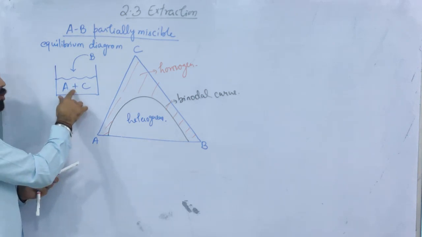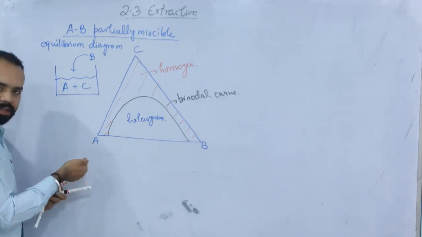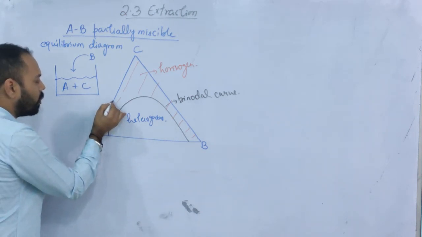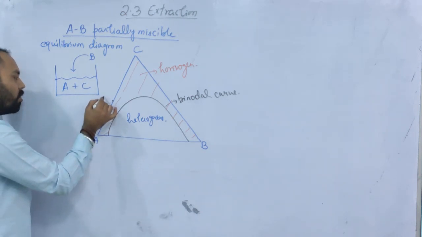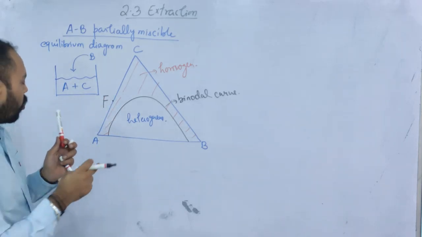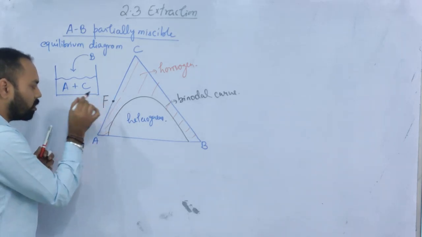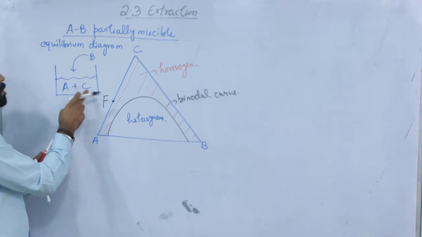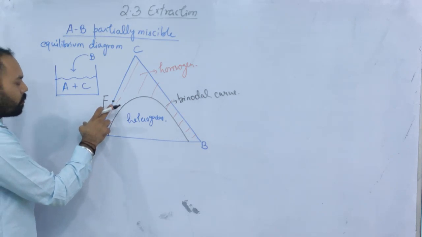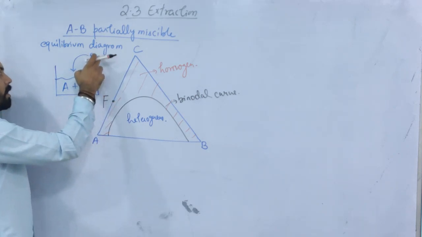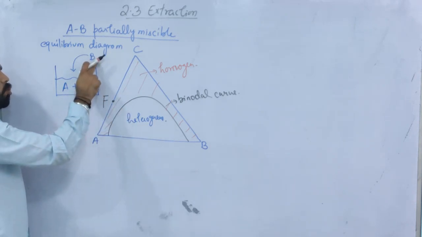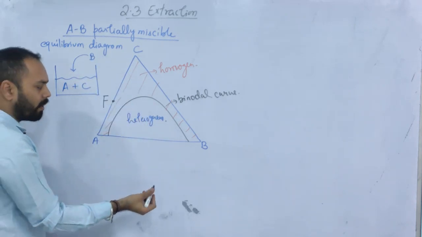Obviously, the binary mixture always lies on the side AC because it is a mixture of A and C. Suppose the binary mixture lies here and let us call this F. So, this dot F denotes the composition of the mixture of A and C. Fine. Now, suppose in this mixture, you are adding solvent B. So, where is solvent B? I am assuming that this is pure B. So, where is pure B in this triangular diagram?